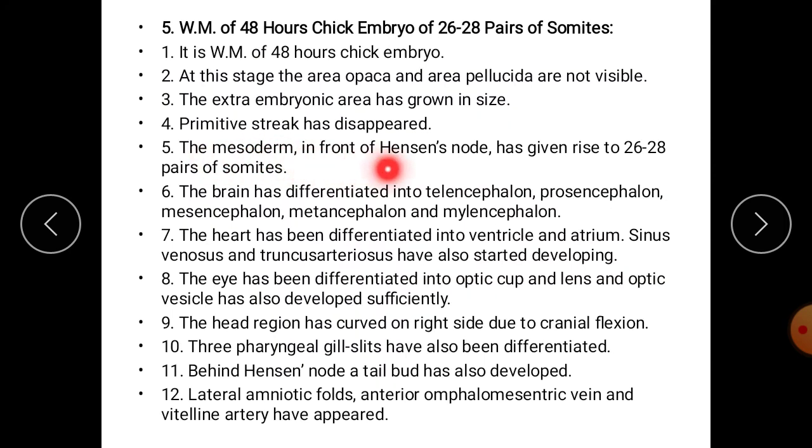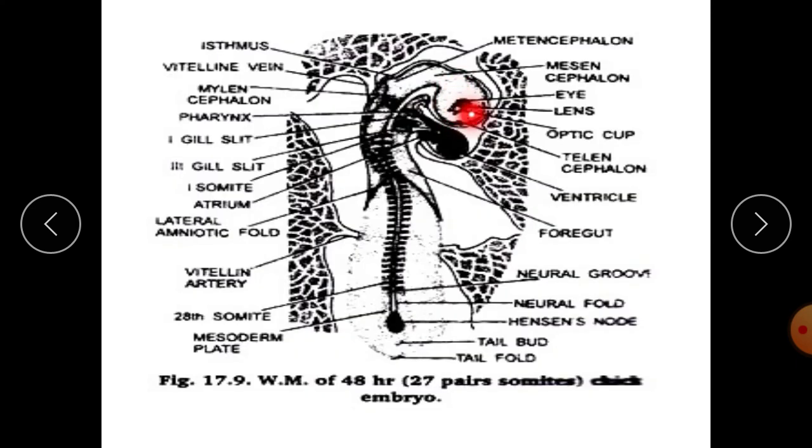The mesoderm in front of Hensen's node has given rise to 26 to 28 pairs of somites. The brain has differentiated into telencephalon, diencephalon, mesencephalon, metencephalon and myelencephalon. The heart has been differentiated into ventricle and atrium. Sinus venosus and truncus arteriosus have also started developing. The eye has been differentiated into optic cup and lens, and the optic vesicle has also developed sufficiently. So the eye is developed, optic lens and optic cup seen.